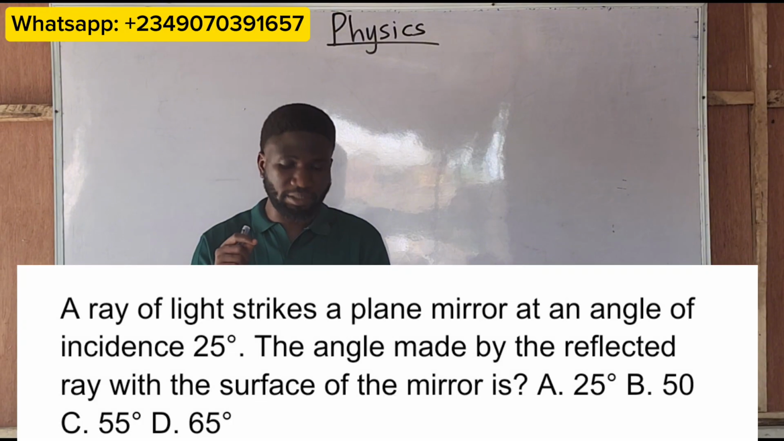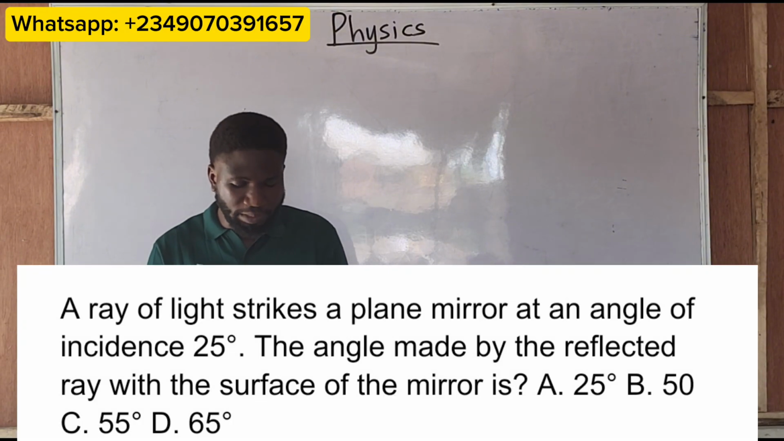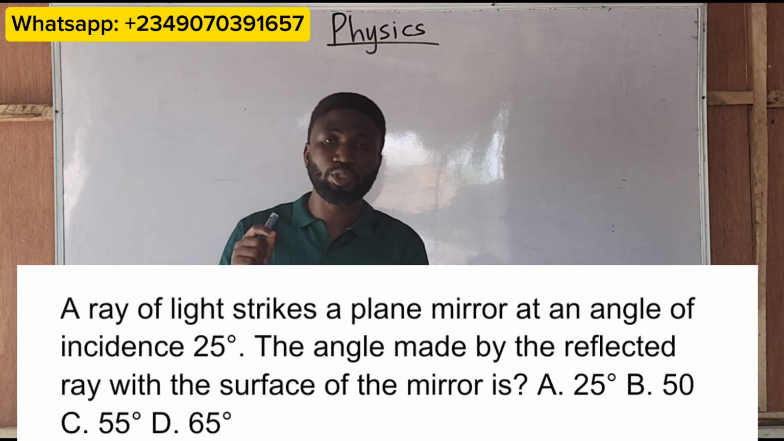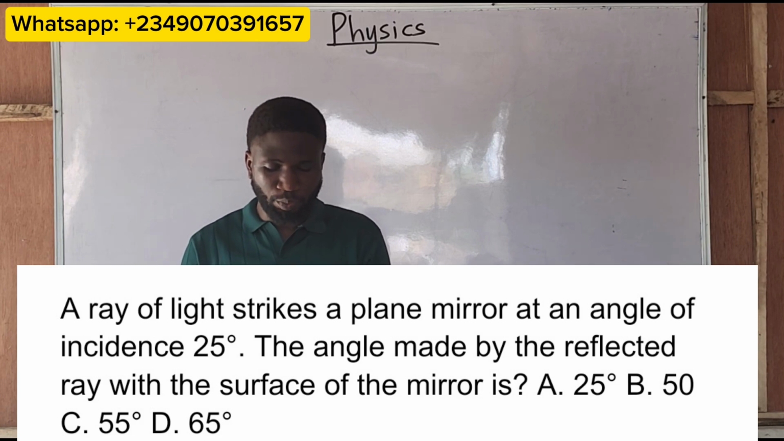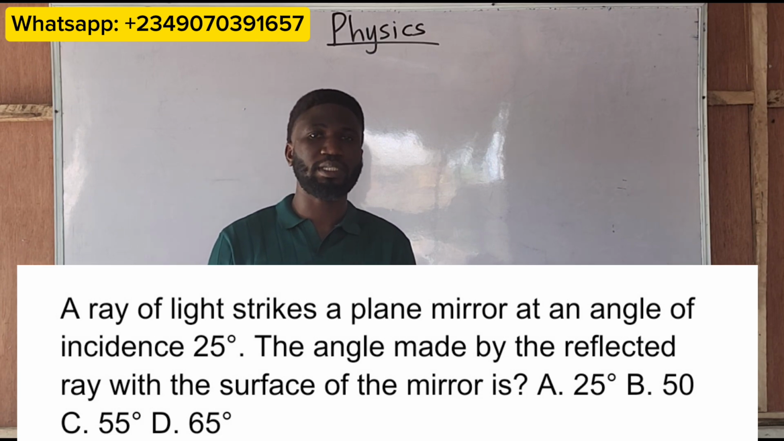It says a ray of light strikes a plane mirror at an angle of incidence which is 25 degrees. The angle made by the reflected ray with the surface of the mirror is dash.